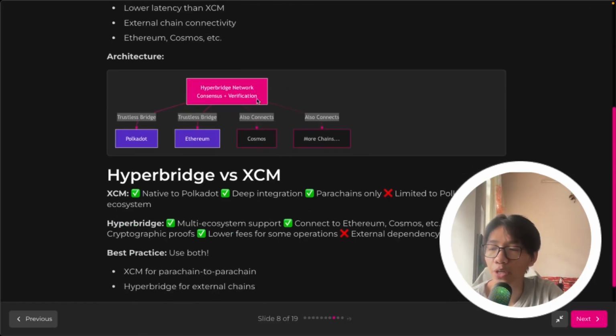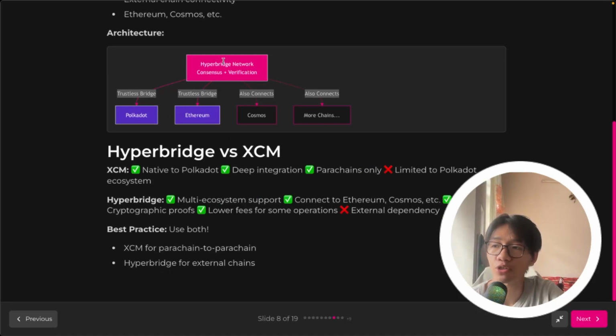The architecture of Hyperbridge has Hyperbridge messaging, consensus, and verification. Then Hyperbridge connects to all the networks, the whole parachain ecosystem, the whole Polkadot ecosystem, and also Ethereum. In that way, it enables you to transfer from a Polkadot parachain to an Ethereum L2.